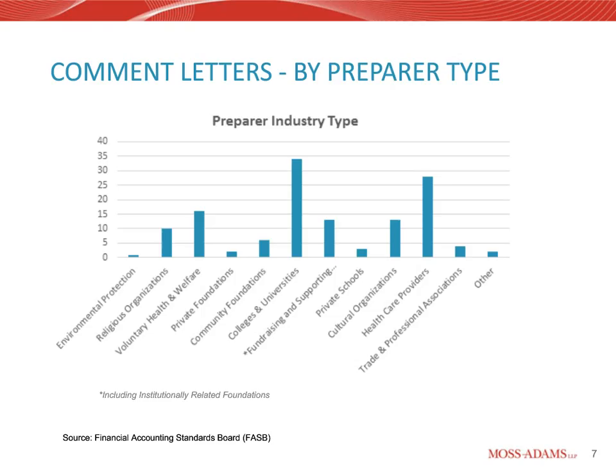As you can see from this slide, colleges and universities by preparer type provided the most number of responses, followed by healthcare providers. They also had a lot to say about this standard, and then some voluntary health and welfare organizations made up the next largest group.